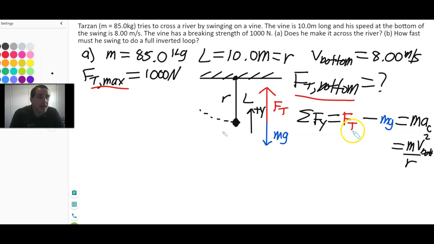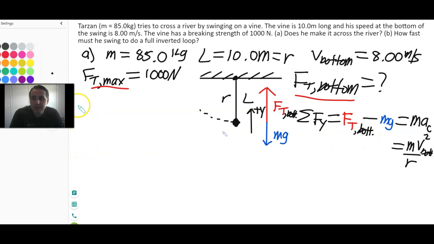So we can find the tension force required at the bottom. This is the tension force at the bottom, just what we've got labeled here. We should be able to solve for that tension force by adding the mg over. I'll just do that over here, and I'm going to do the algebra in black.